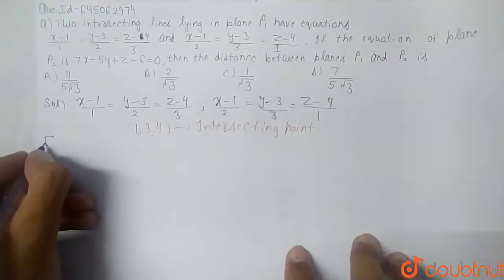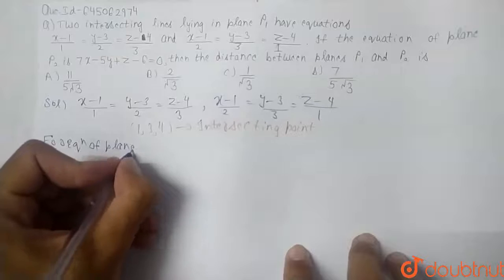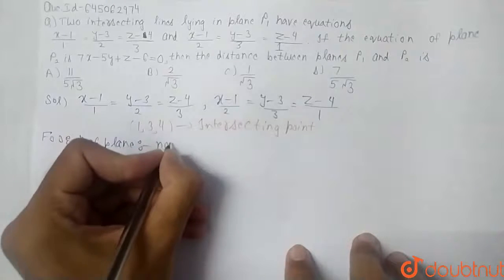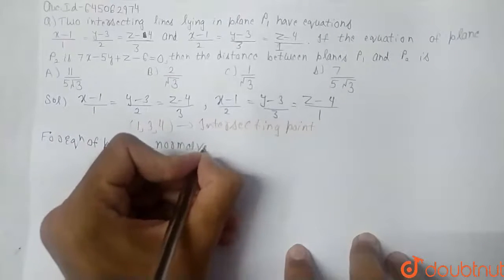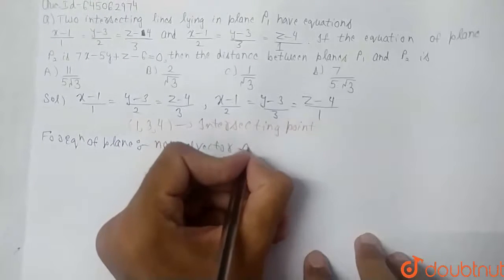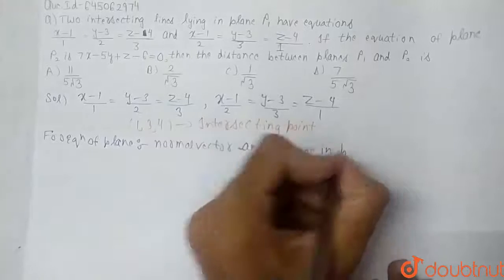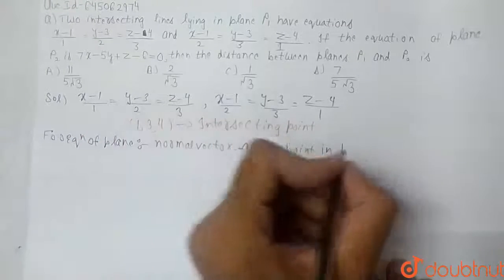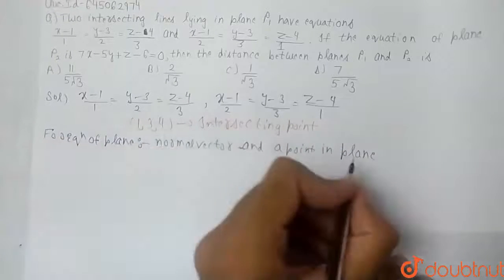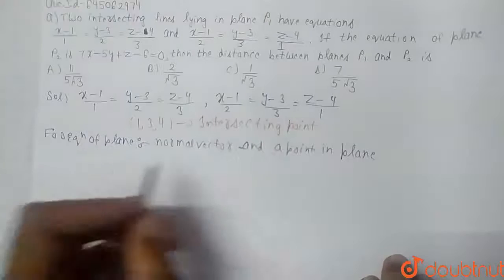We have a formula for the equation of a plane. For this, we first need the normal vector and a point in the plane. Here we have the point in the plane, which is the intersecting point. Now we will find the normal vector first, then we will find the equation of the plane through this.